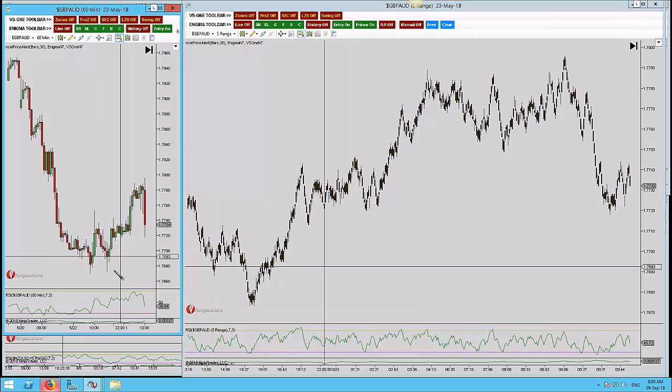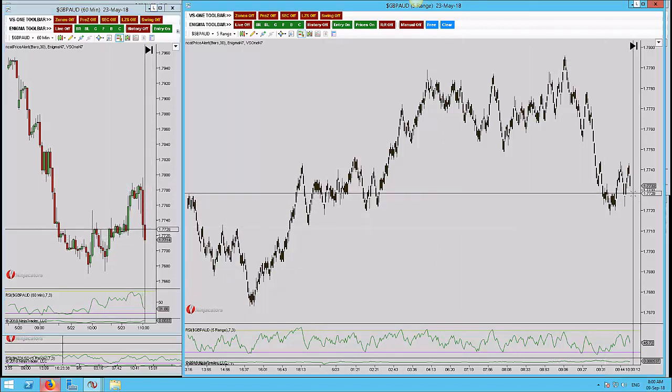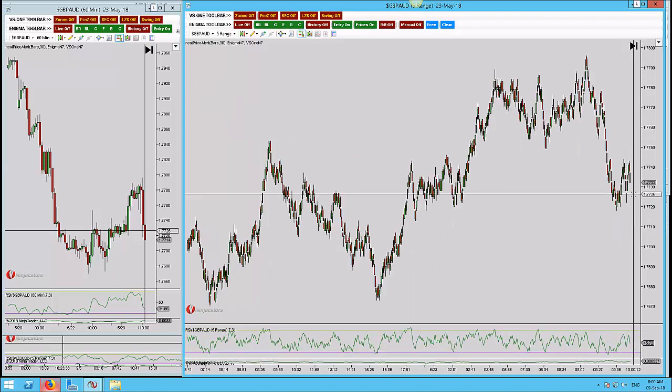That would look like a good area there to get long if that comes into the 618, and the 618 fib comes in at 177.19. That could be a good place to look to get long on a 26.18.